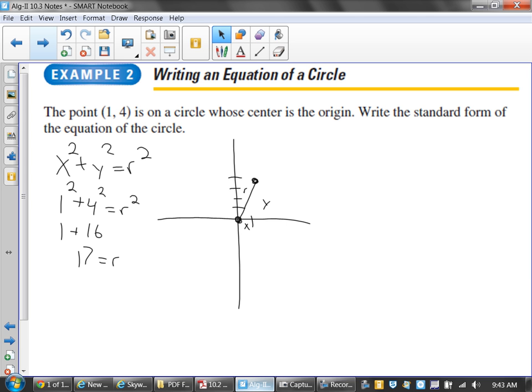17 is r squared. Now, you're right, the radius is the square root of 17, but does the formula for writing an equation of a circle have just r, or does it have r squared? It's r squared. So my answer would be x squared plus y squared is 17. And that's it.